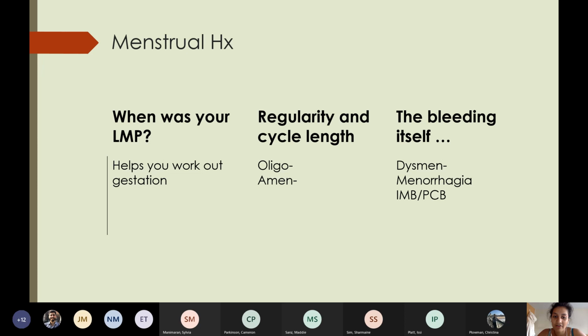And then the things that you want to look out for is with the regularity and cycle length. If they tell you that it's irregular, it's an oligomenorrhea. If they tell you they don't have any, it's amenorrhea. And then with regards to the bleeding itself, heavy flow, you're talking menorrhagia, dysmenorrhea. What's the difference between dysmenorrhea and menorrhagia? So dysmenorrhea is painful periods, which can be light or heavy, and the menorrhagia is just heavy periods, and they don't necessarily have to be painful. Exactly, perfect. Sorry, someone was just typing it. And then IMB and PCB is intermenstrual bleeding and postcoital bleeding, and I would ask about them even if they tell you they're regular and their bleeding is normal, because both of those are red flags.